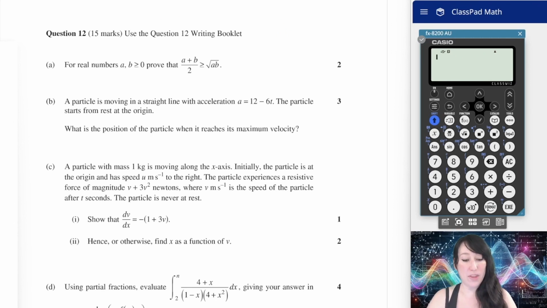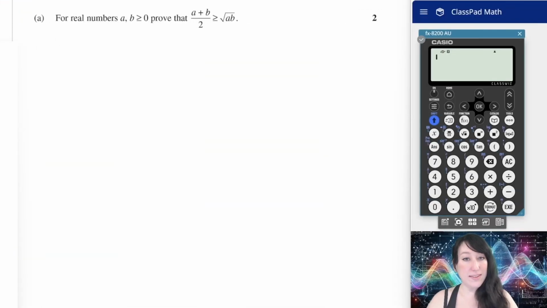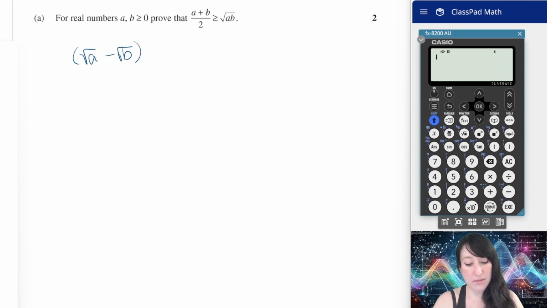Question 12a. For real numbers a and b greater than or equal to 0, prove that (a plus b) over 2 is greater than or equal to the square root of ab. Okay, some may recognize this as the AM-GM inequality. So to prove this, we start with the square root of a minus the square root of b, squared, is greater than or equal to 0. A known fact, since a square has to be greater than or equal to 0. Then we'll expand.